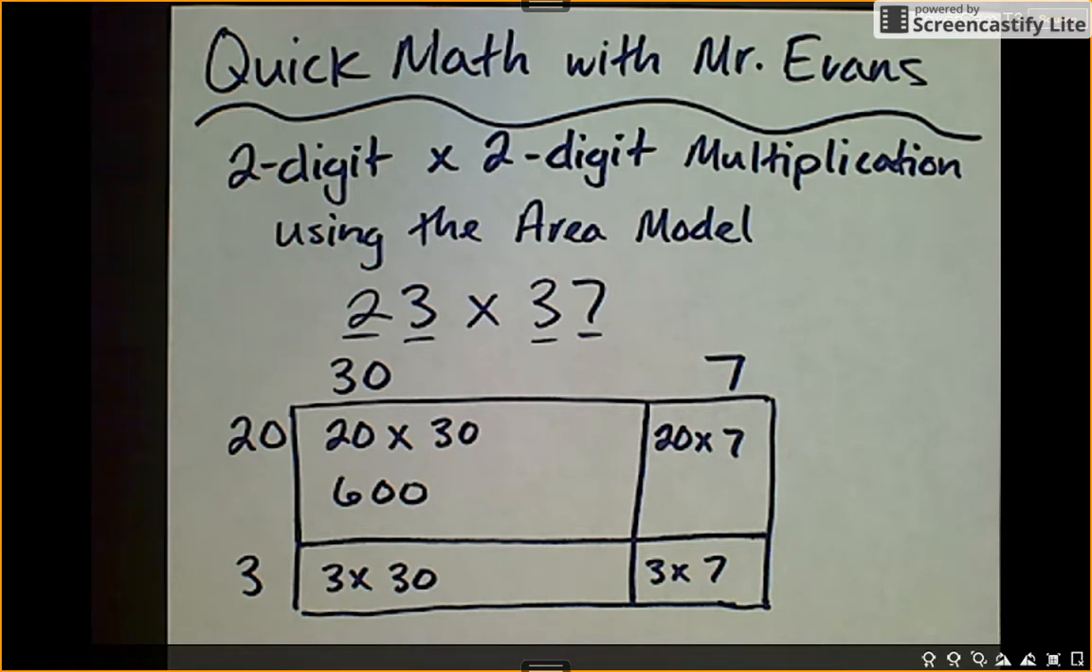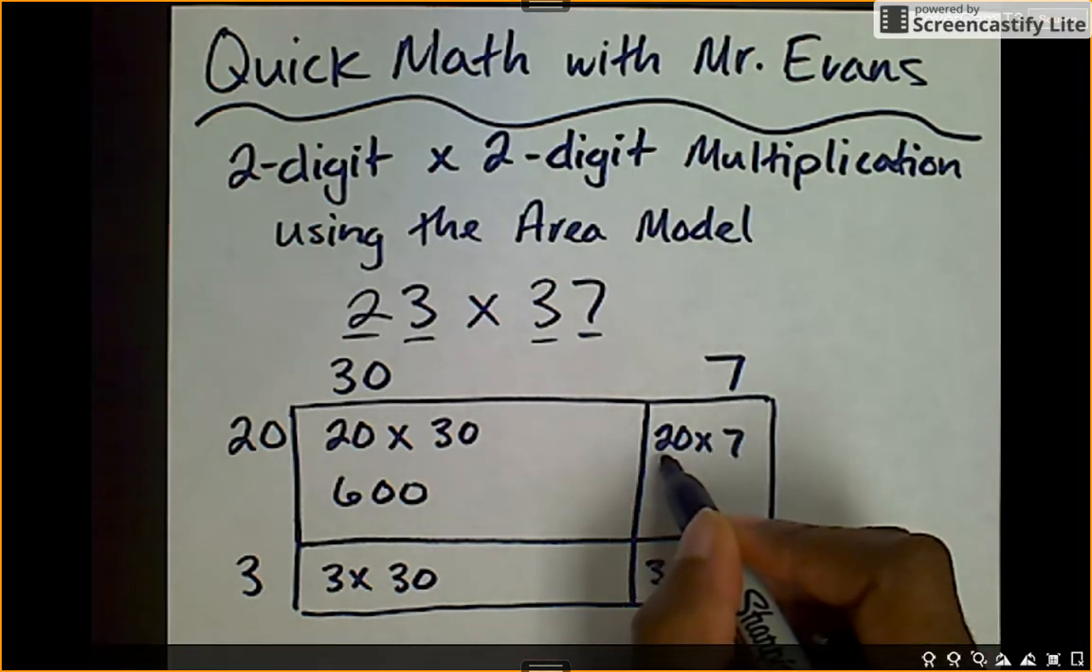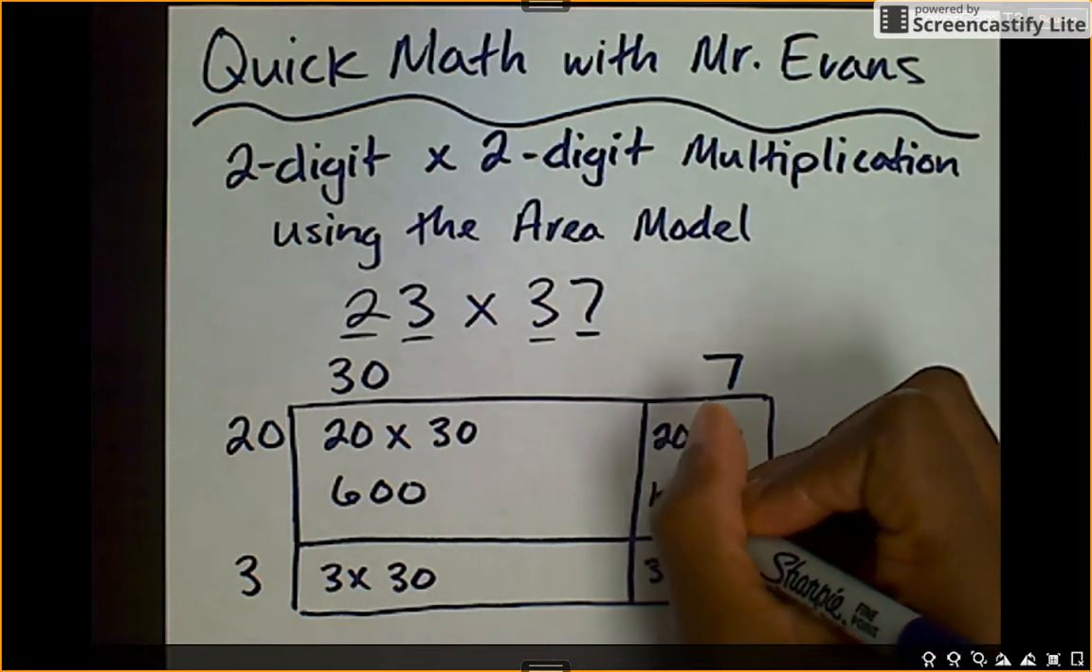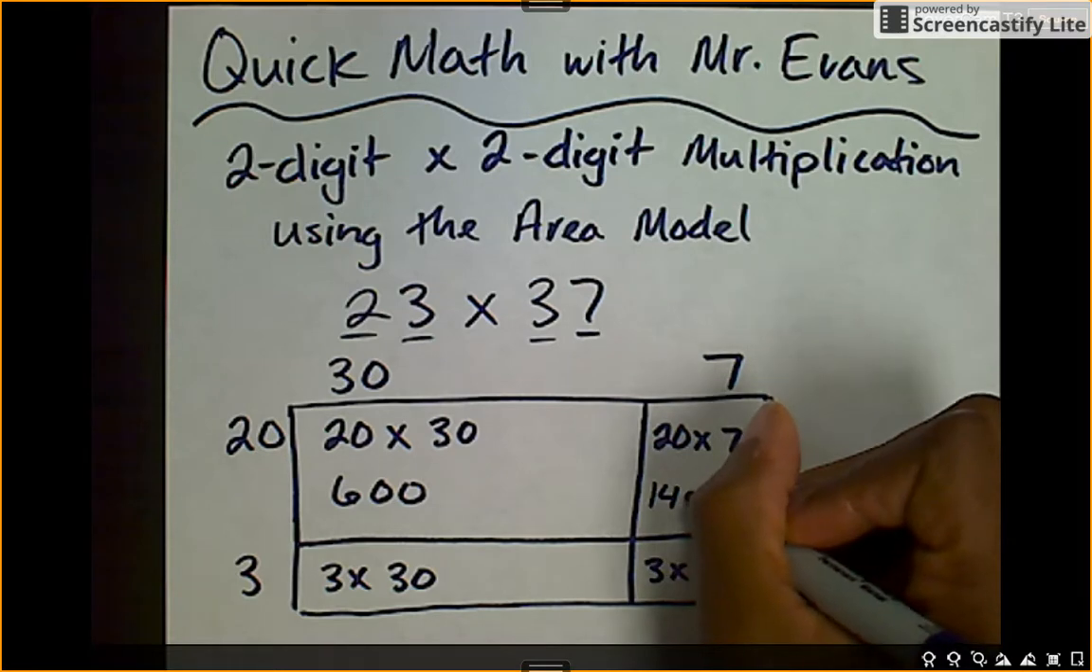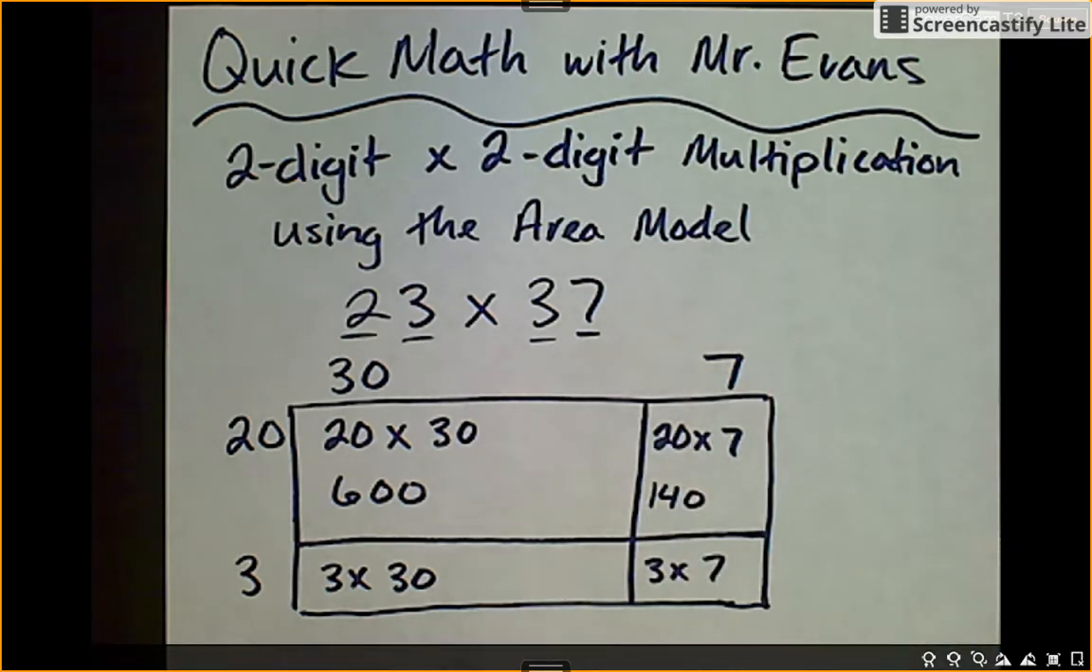Then we slide over here and we see 20 times 7 or 20 groups of 7. But initially they're going to look at that and go 2 times 7, which they know is 14. And once again, I ask that question, how many zeros are involved in this problem? They go 1. So we write 1 0. So now we have 140.